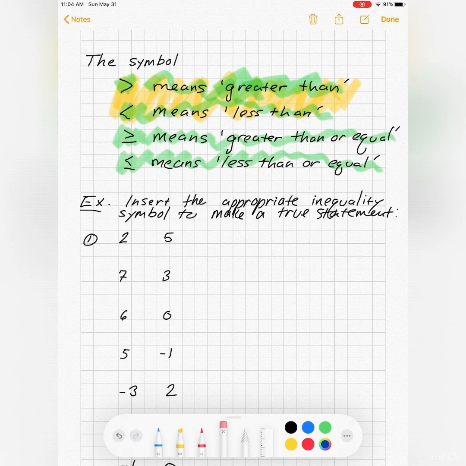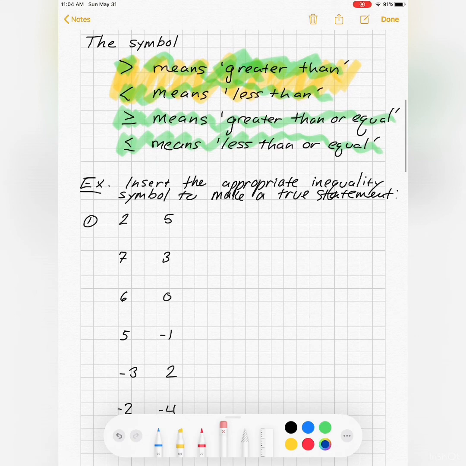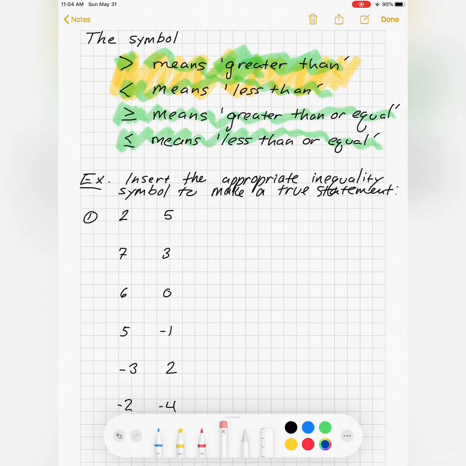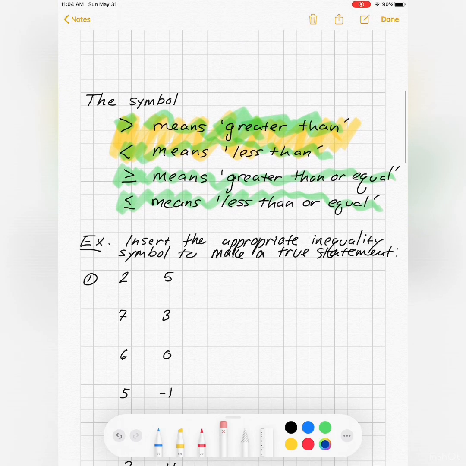Okay, so now that I've defined these symbols, let's look at the example. Insert the appropriate inequality symbol to make a true statement. So these symbols here, they're called inequality symbols. So I could put that kind of here. These are called inequality symbols.